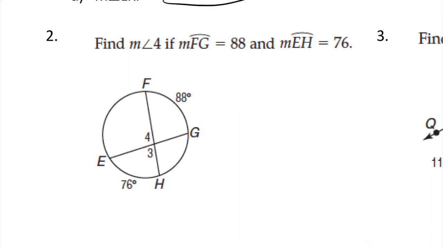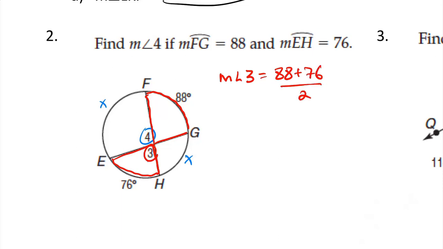Number 2 says find the measure of angle 4, which is in here. It would be nice if we knew these measures, but we don't. So we're going to have to find the measure of angle 3. Measure of angle 3, the arc that it intercepts is 76. The arc that its vertical angle intercepts is 88. So the measure of angle 3, we would take 88 plus 76, the sum, and multiply by half, which is the same as dividing by 2. So 88 plus 76 divided by 2 is 82.